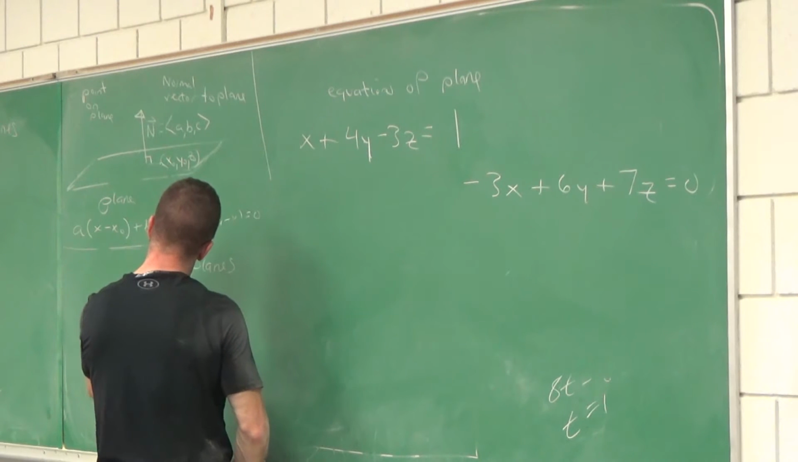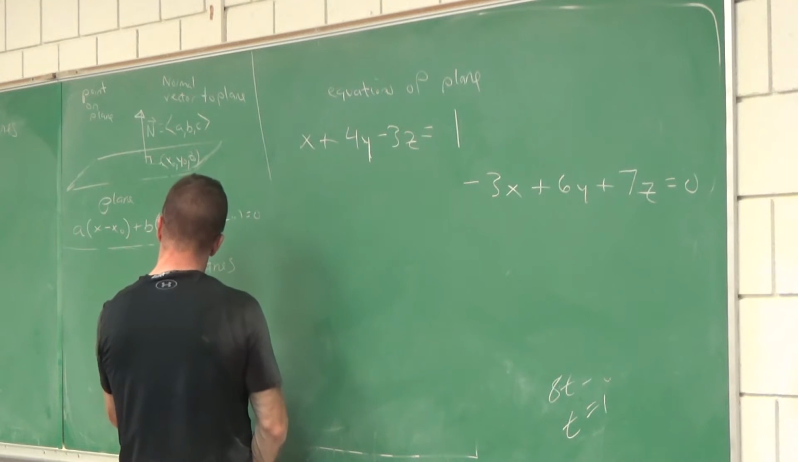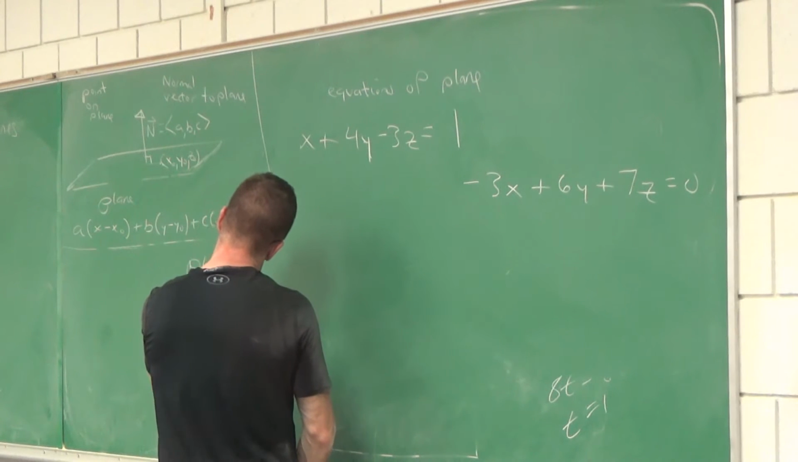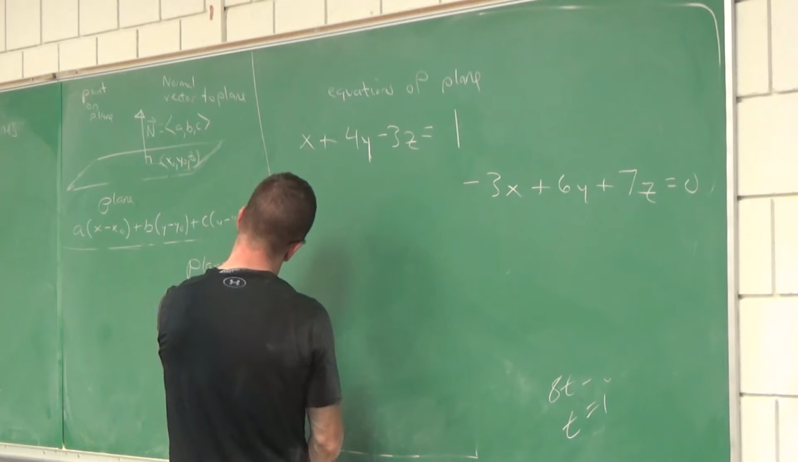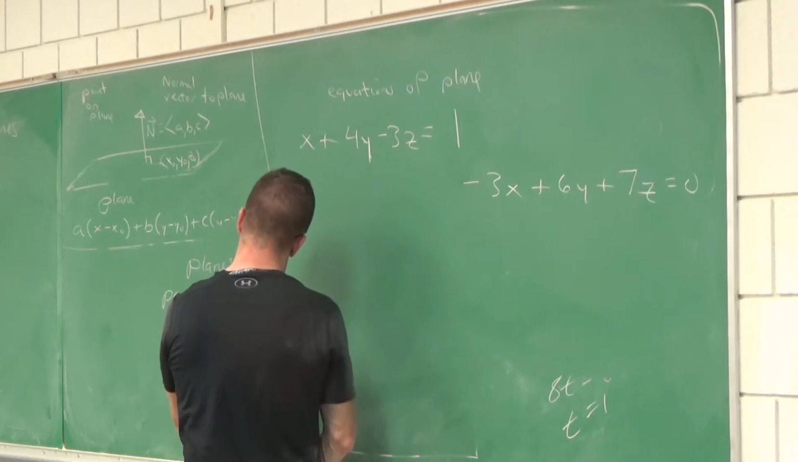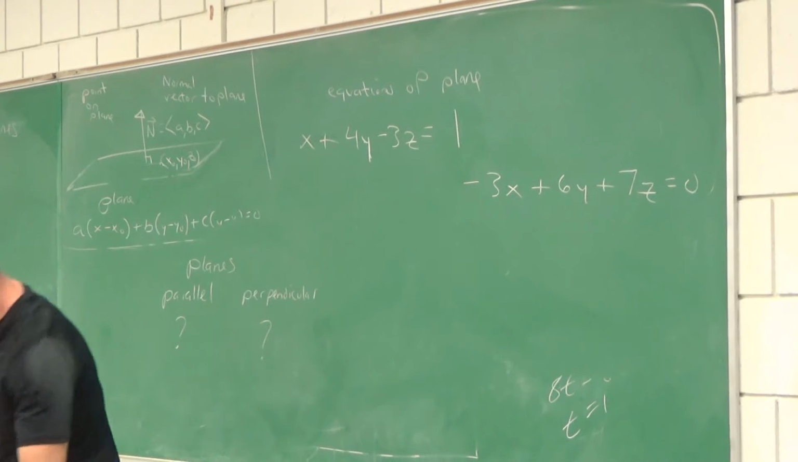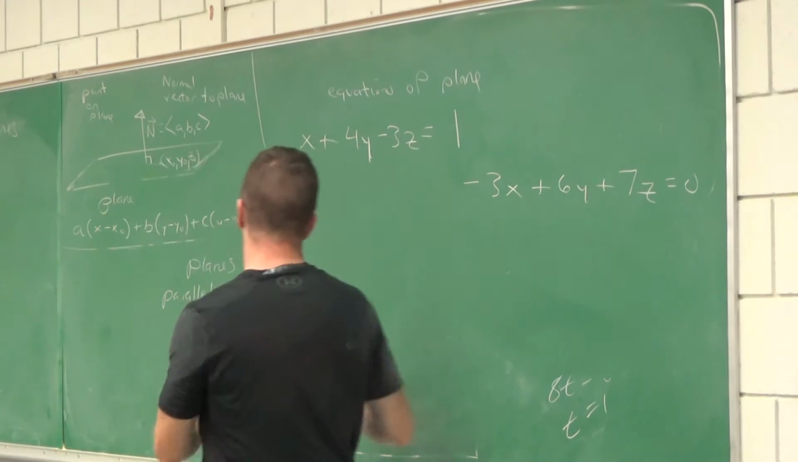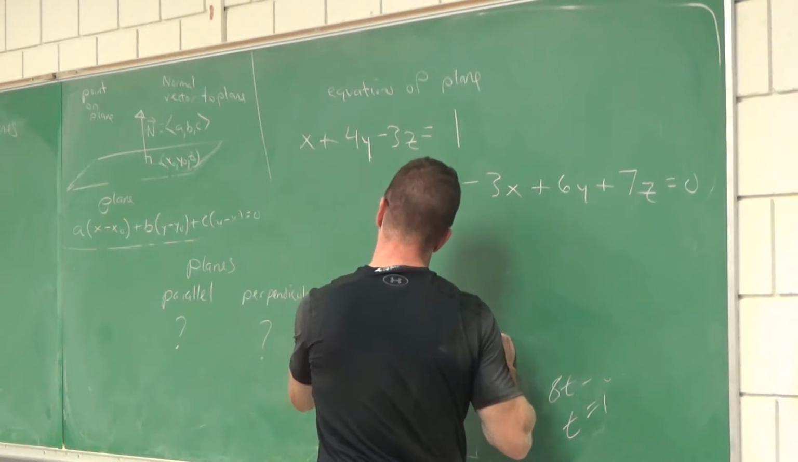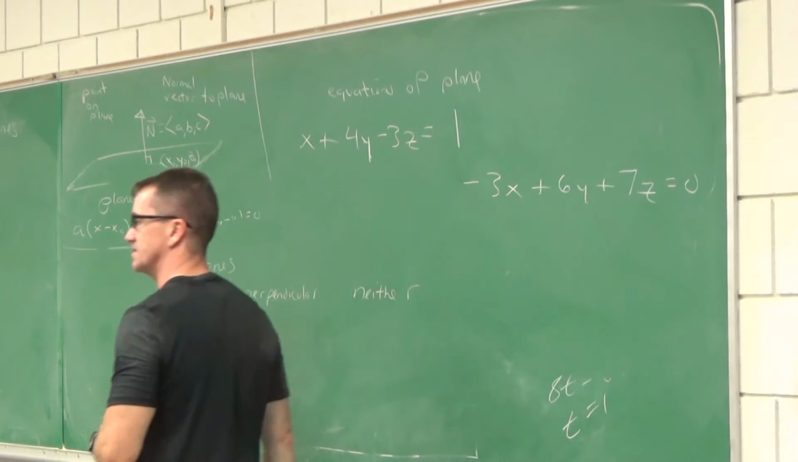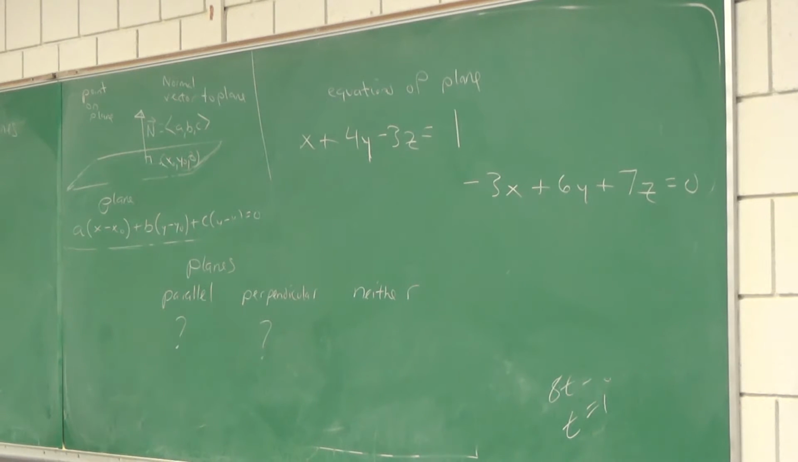Parallel? Perpendicular? Or what's the third option? Neither. And let's talk about how we can check this, like real easily. Just check to see if those two planes are parallel. Not nearly as much algebra as we just did in the last step. I mean, quickly identify this.